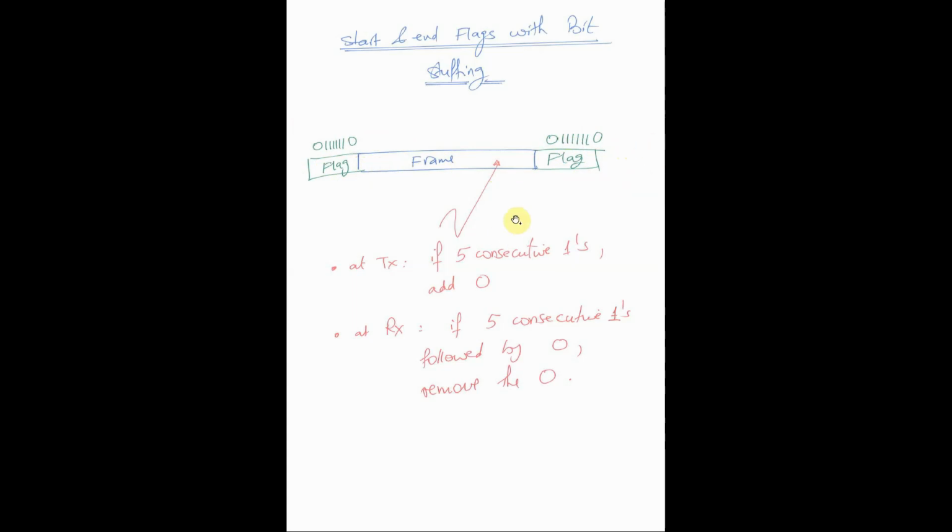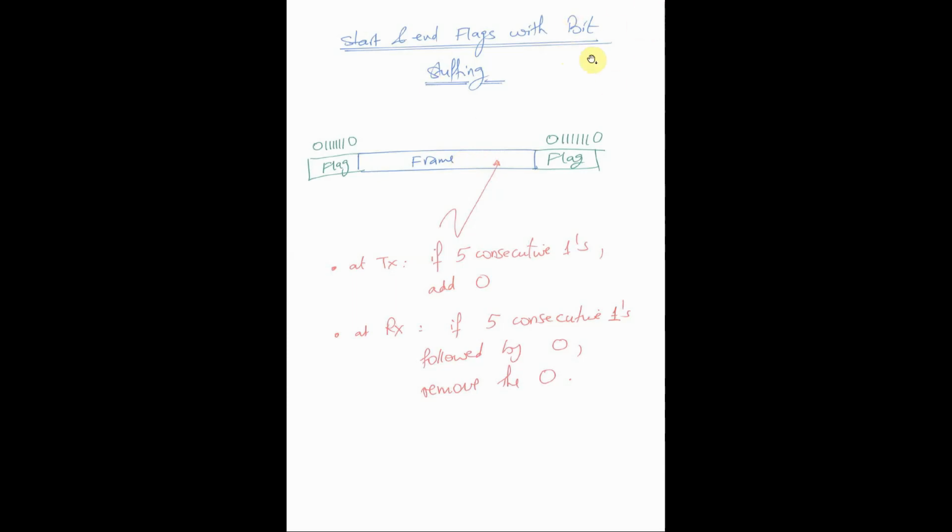The problem is exactly the same. What happens if inside the frame, we have a pattern similar to the flag? In other words, what happens if this frame contains this pattern 0 followed by 6 ones followed by 0? Now we would like to add something that tells the receiver that what you see is not a flag, it's actually part of the data, and this is the idea of bit stuffing.